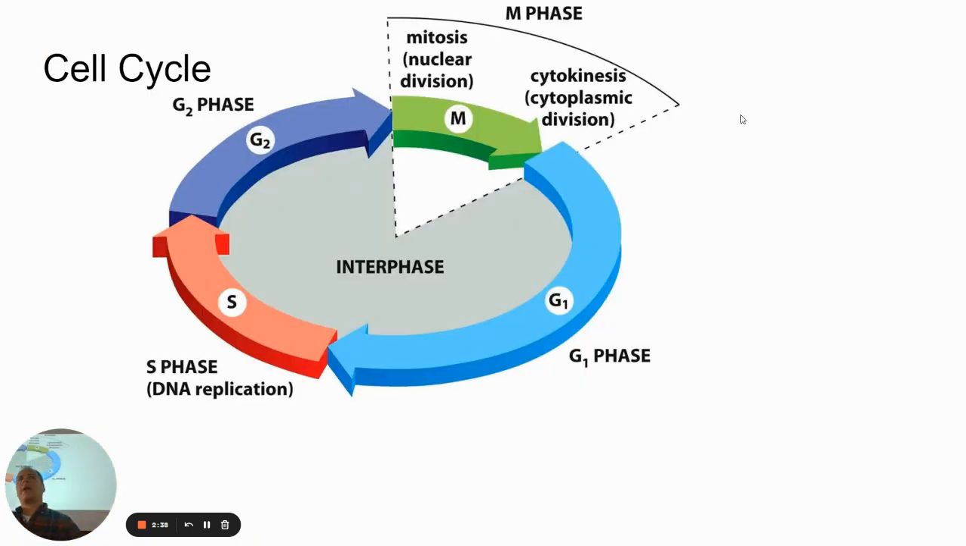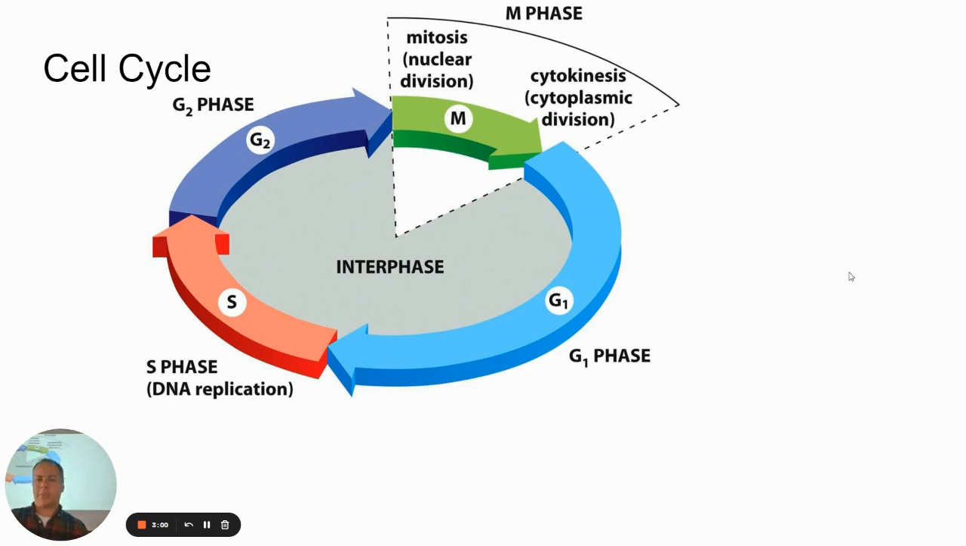So the process that controls cell reproduction is called the cell cycle. The cell cycle is a process cells go through that allows them to divide and reproduce when necessary, and to just go about their usual function when new cells are not needed. And so this is what it looks like.